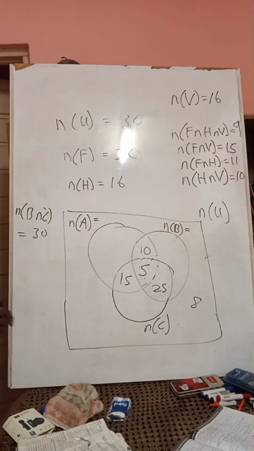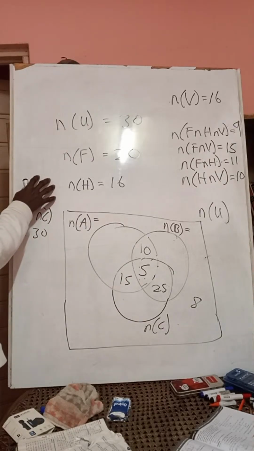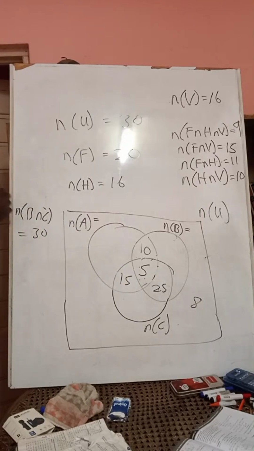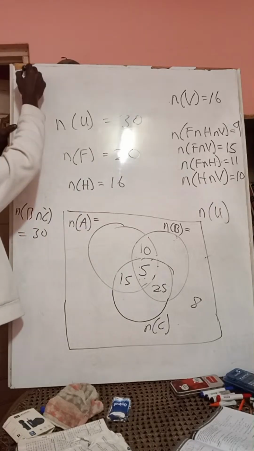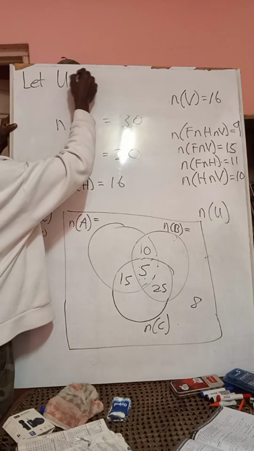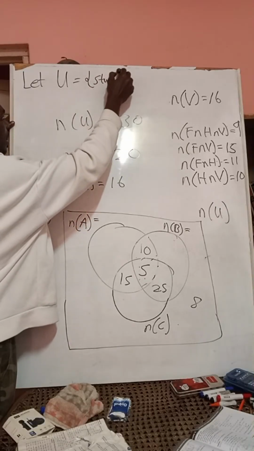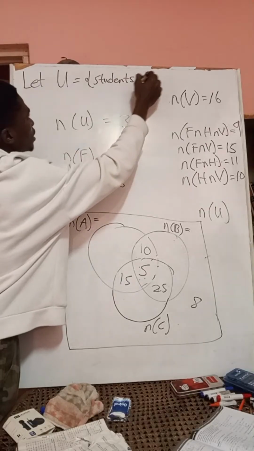Good one there. Now, the reason why I'm asking you to start with this is that whenever you are solving a question in examination, you are in a hurry. So this information will help you. Whenever you are starting a set, you start with "let". So you bring let U equals total students in a class.